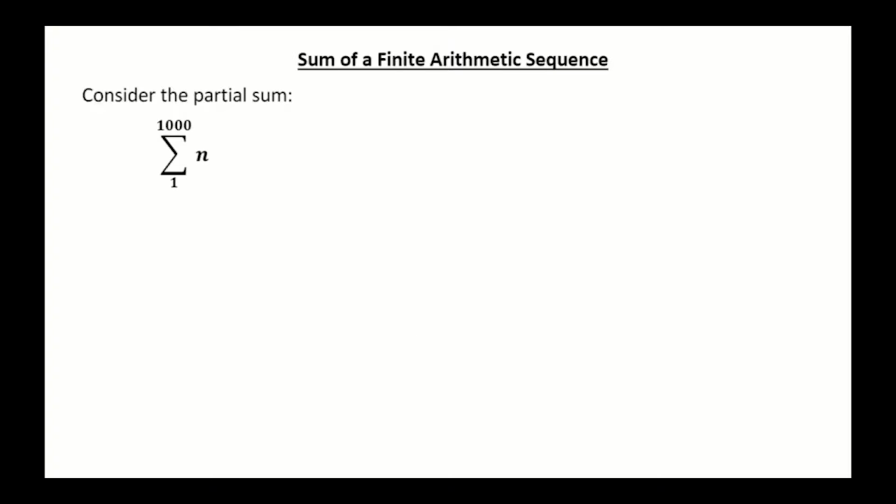Now, this can get a little tricky because take a look at this one. Consider the partial sum. This would be the 1,000th partial sum of just the sequence n. So this sequence is pretty straightforward here, but let me break it down for you. When it's just n, that means the first term is 1, the second term is 2, and so forth. So what this is really asking you to do is to add up basically all the positive integers from 1 to 1,000.